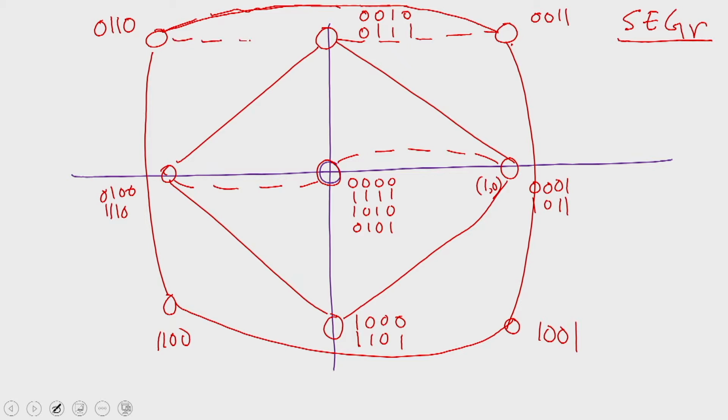There are exchange edges like this, 0110 to 0111. Similarly, here also we have an exchange edge, 1100 to 1101, and there is an exchange edge from 1000 to 1001. So, those are the exchange edges and the shuffle edges of a 4-dimensional shuffle exchange graph.